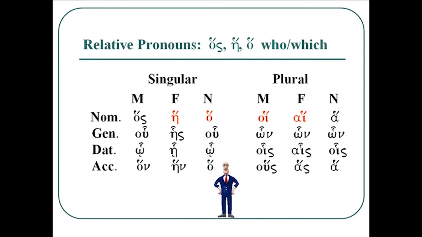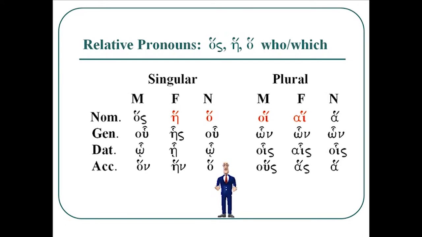Now there's a couple tricks here. You'll notice on the nominative feminine and neuter, it's hey and ho. Now, when you see that ho by itself, the omicron by itself, that's going to trigger in your head, possibly, the article. The only difference between the hey here and the ho and the article forms for the feminine is that this one takes the acute accent. The article does not.